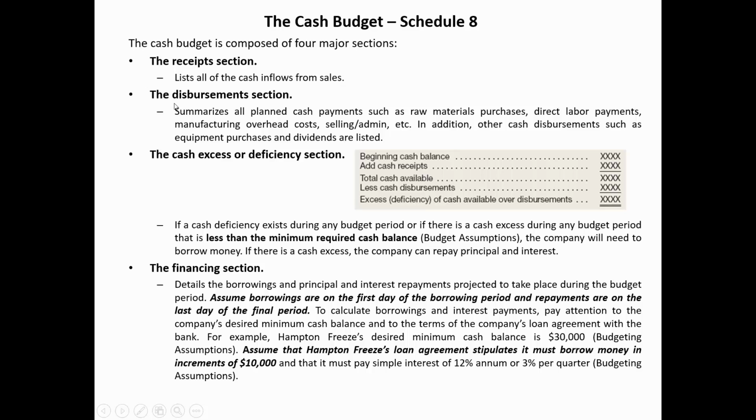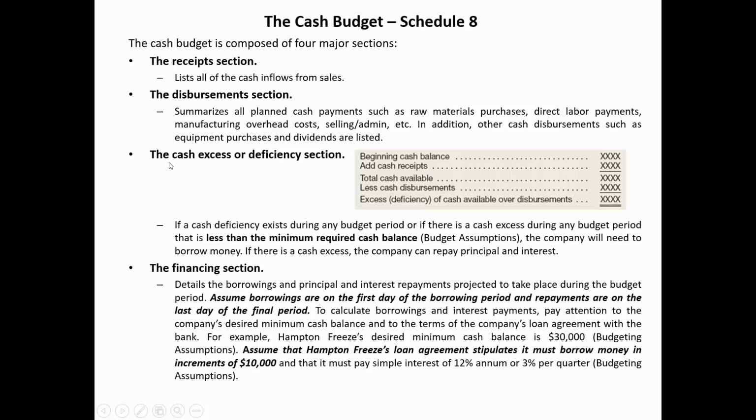The disbursement section summarizes all planned cash payments such as raw materials or direct materials, direct labor payments, we've already calculated that, our manufacturing overhead costs minus depreciation, selling and administrative minus depreciation, etc. In addition, other cash disbursements such as equipment purchases from our budget assumption sheet and dividends are listed. So now we have our receipts section and our disbursement section.